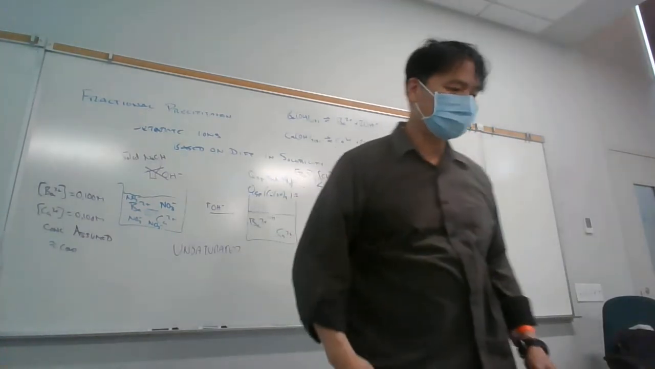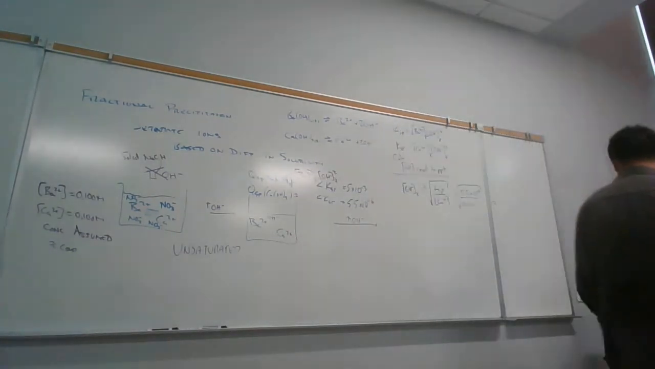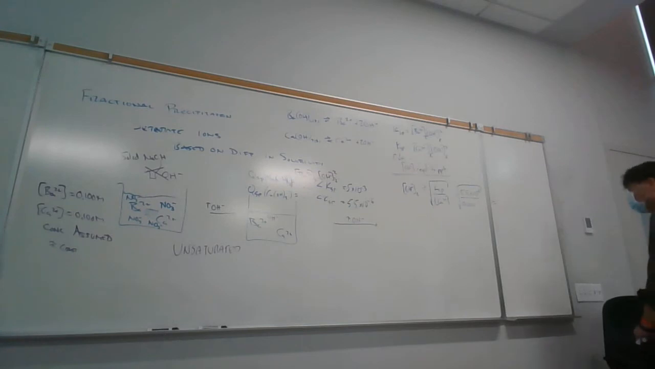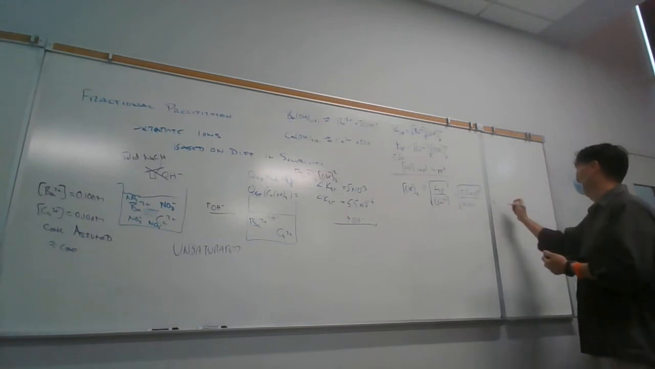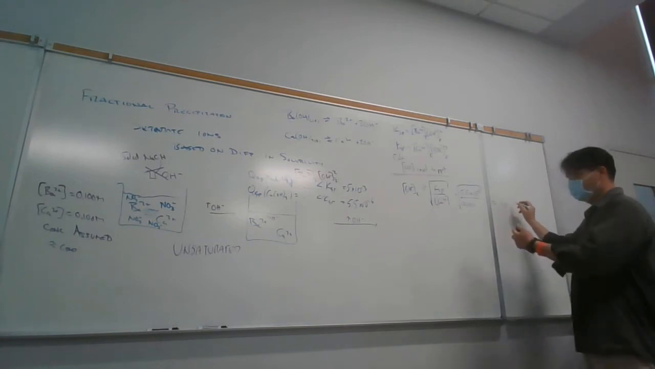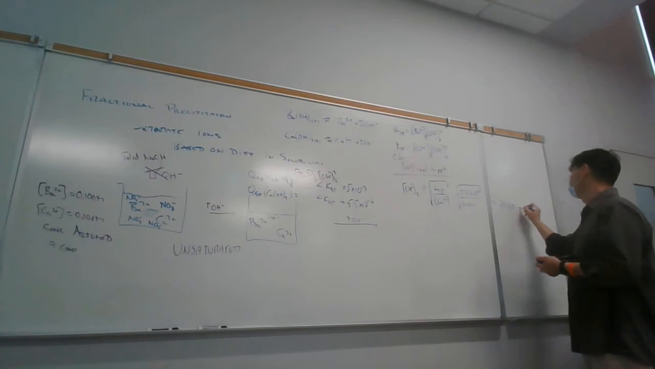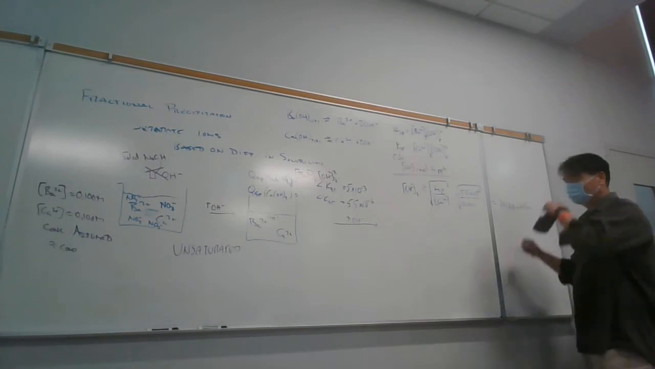And so what does this come out to here? 5.5 times 10 to the minus 6 divided by 0.1. And then square root of that. So 7.4162 times 10 to the minus 3 molar.